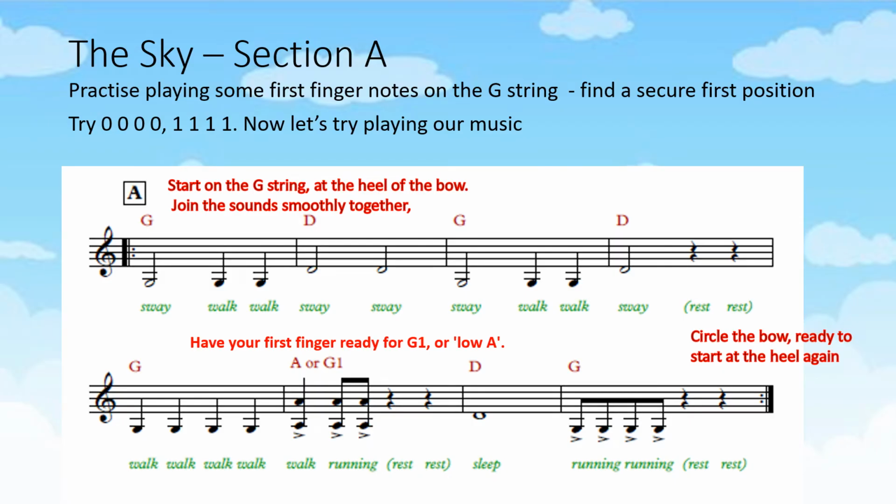In this piece, for section A, you're going to need your first finger on the G string. See if you can find the sticker where your finger needs to go, your first finger on the G string, and press it down. It should sound like this. Why don't we play that note four times? After four. One, two, three, four.